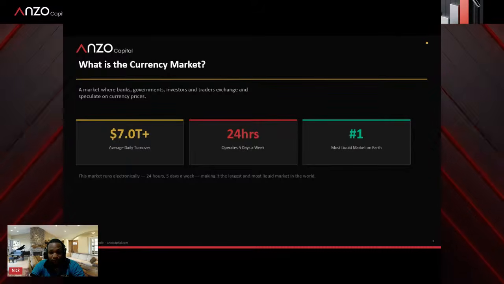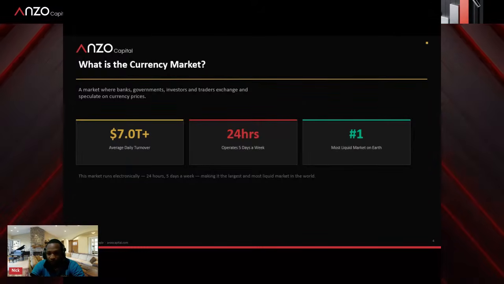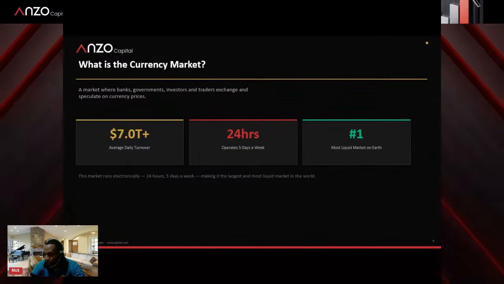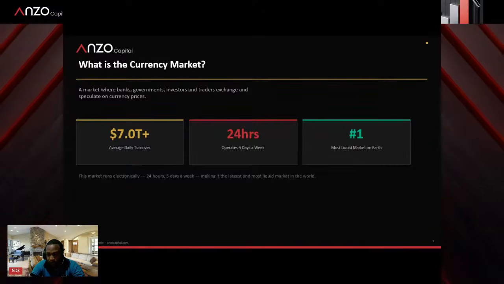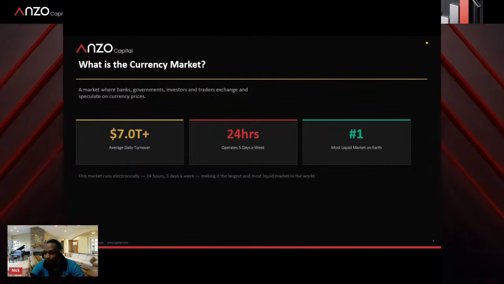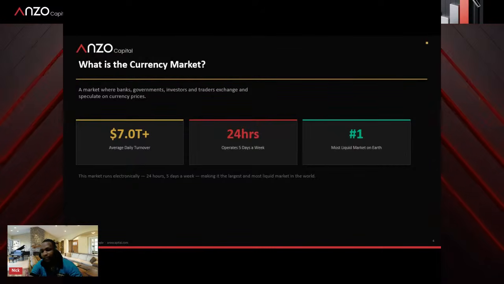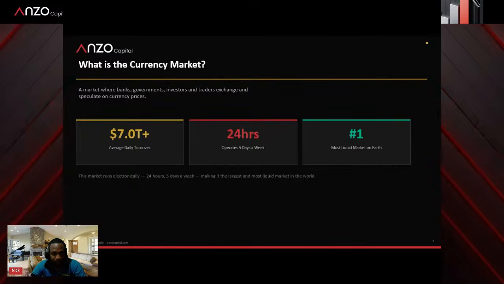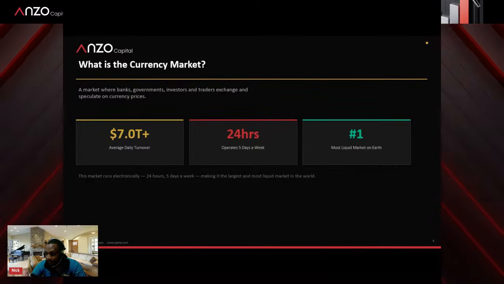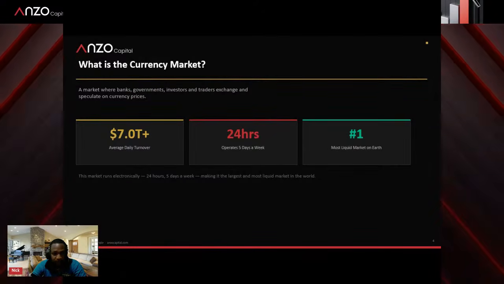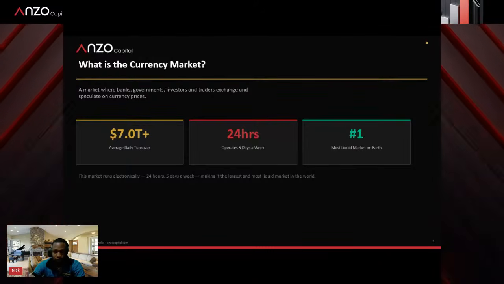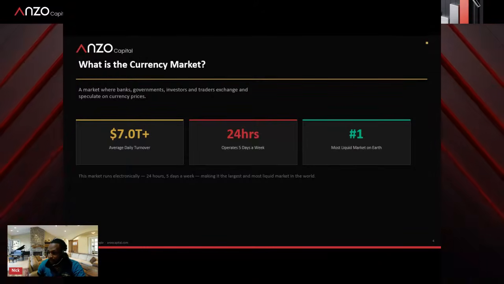It's a 24-hour market, operating 5 days a week, Monday to Friday. It closes on Friday, opens again Sunday midnight, and continues like that. It's the most liquid market in the world. This market runs electronically, and it's good to mention that it runs electronically 24 hours a day.